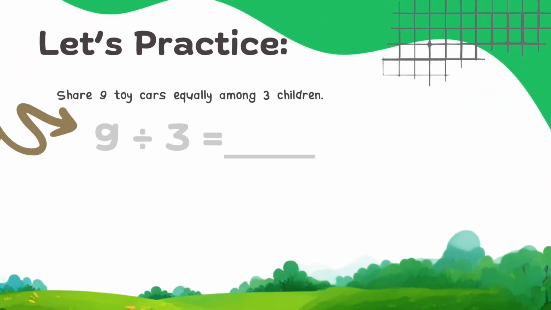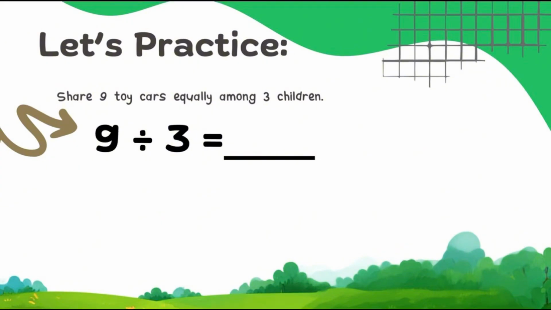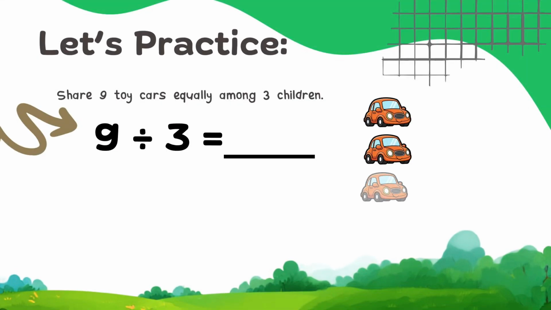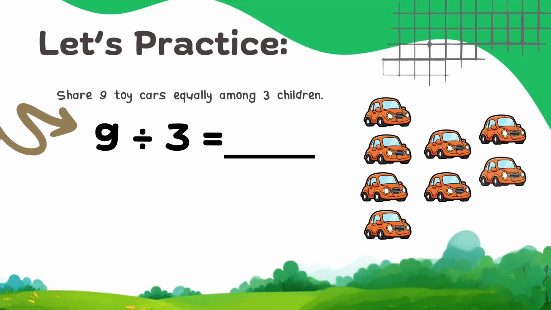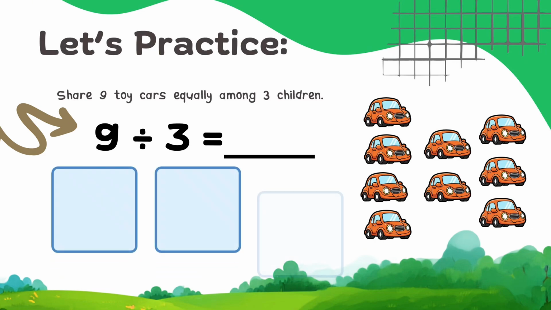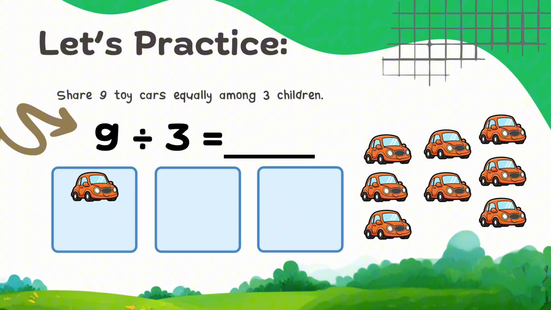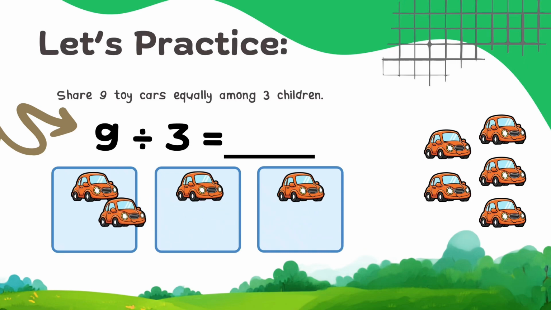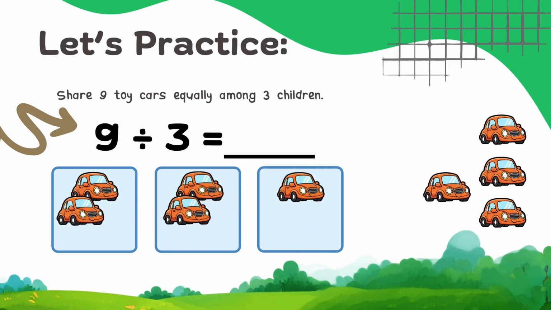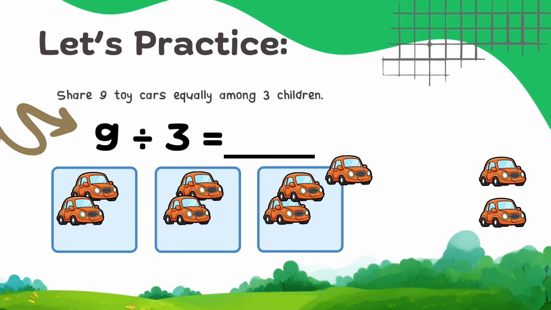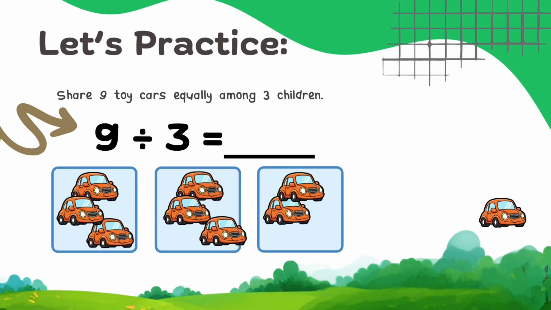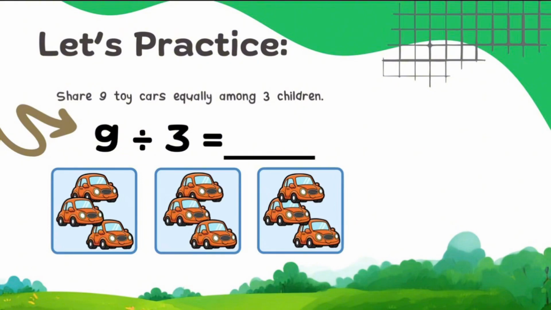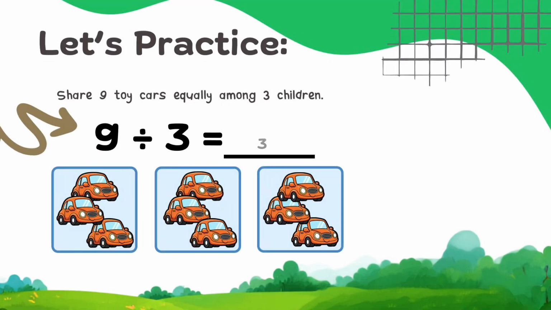Share 9 toy cars equally among 3 children. In a division sentence, we write it 9 divided by 3 equals. Let's count the toy cars and share them equally. Each box got 3 toy cars. So the answer of 9 divided by 3 equals 3.